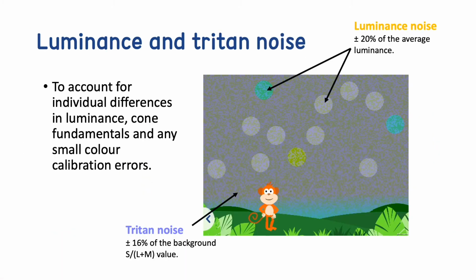We've also added luminance and tritan noise to account for any individual differences in luminance, cone fundamentals and any small colour calibration errors. So for luminance noise, this was plus or minus 20% of the average luminance. The tritan noise was plus or minus 16% of the background S over L plus M value.